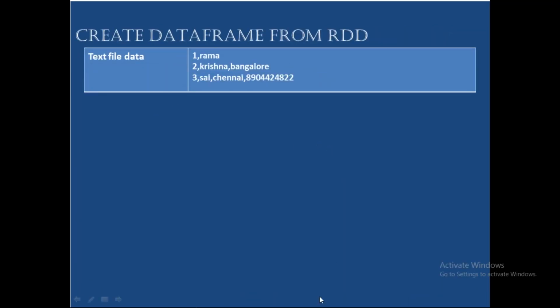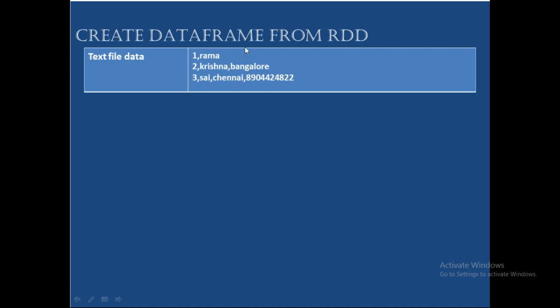Basically, RDD is the Spark core object. Here you see 1 Rama, 2 Krishna Bangalore, 3 Sai Chennai. I mentioned RDD is recommended for what, friends? Anybody remember? RDD is recommended to handle unstructured data. Now you have 1 Rama, 2 Krishna Bangalore, 3 Sai Chennai phone number. If you look at this data, it's not structured, right? Here only 2 columns, next we have 3 columns, next we have 4 columns. So I need to use RDD to handle this.